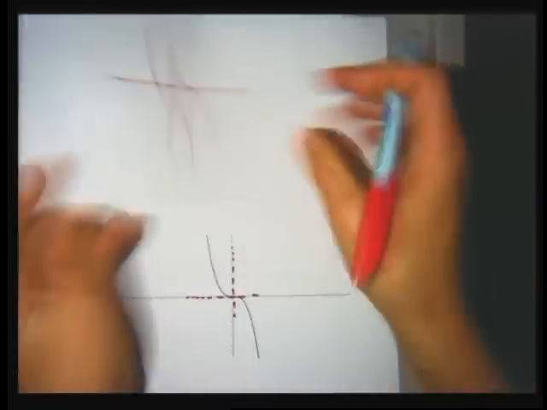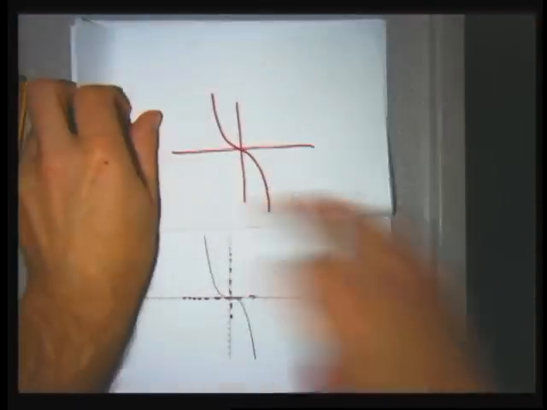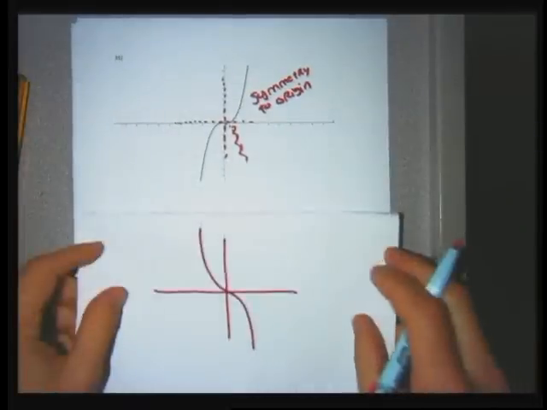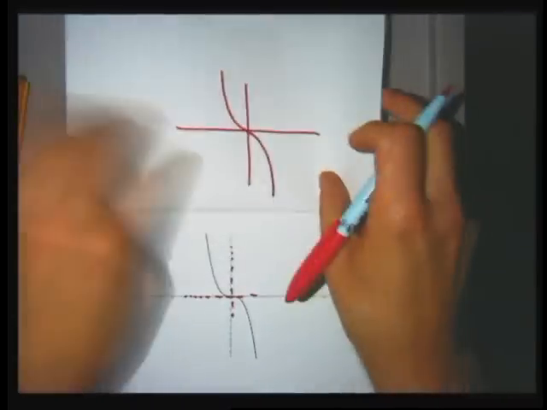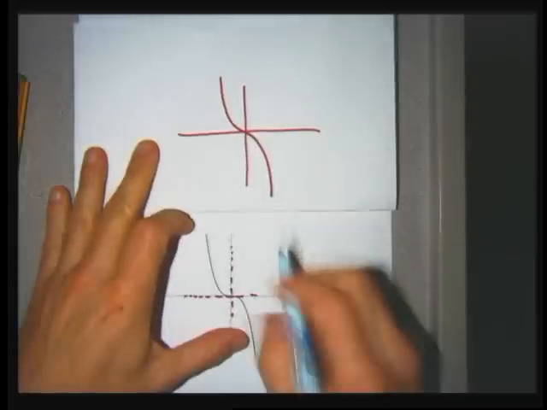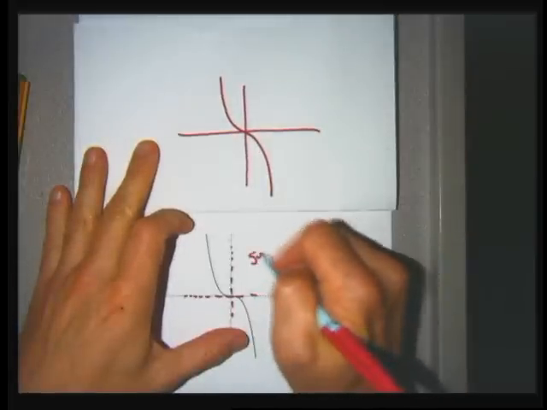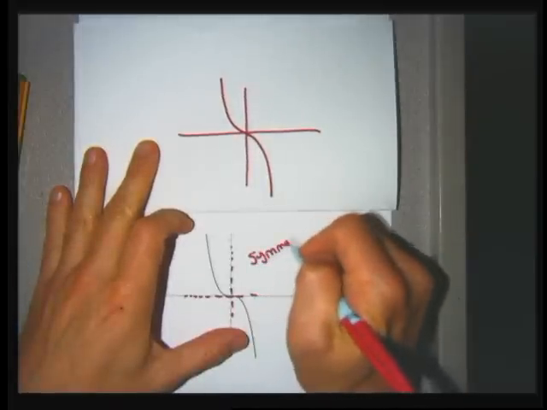If I take this graph and flip it over, turn it upside down, so this is the graph not flipped over, and I flip over the graph, if it looks the same flipped over as it does to start, then we say it has symmetry to the origin.